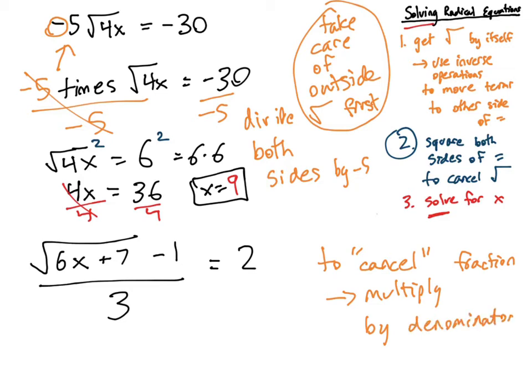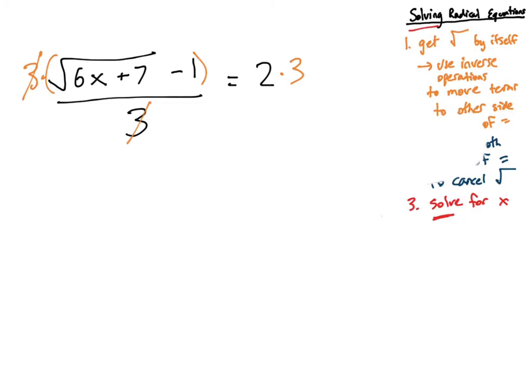If we multiply everything on this side of the equation by 3, we have 3 in the numerator and 3 in the denominator, which cancels out, and we can also multiply this 2 by 3. And to give ourselves a little more room to work, let's continue this on the next screen.